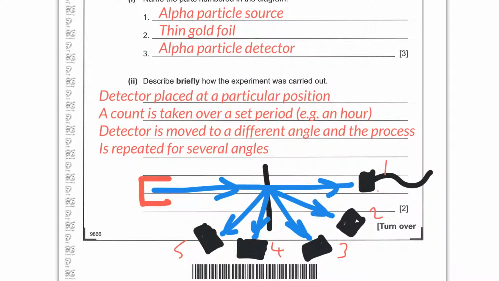Okay, so you're positioning the detector at various locations and taking a count for a set period. I mentioned an hour there, so count straight through for an hour, count number 2 position for an hour, 3 position, 4 position, 5 position, so that the values are compatible with each other because they were all taken for the same amount of time.